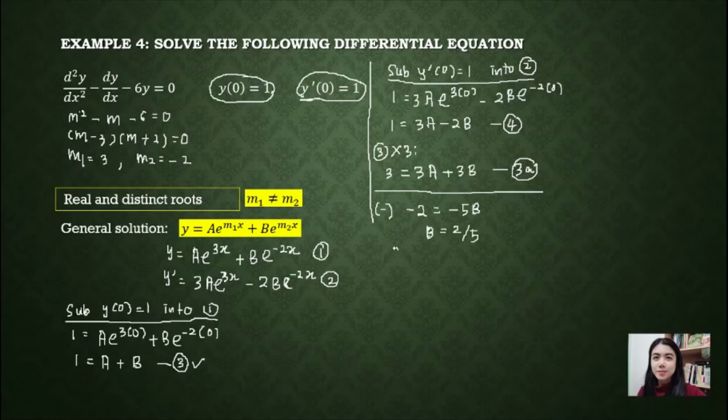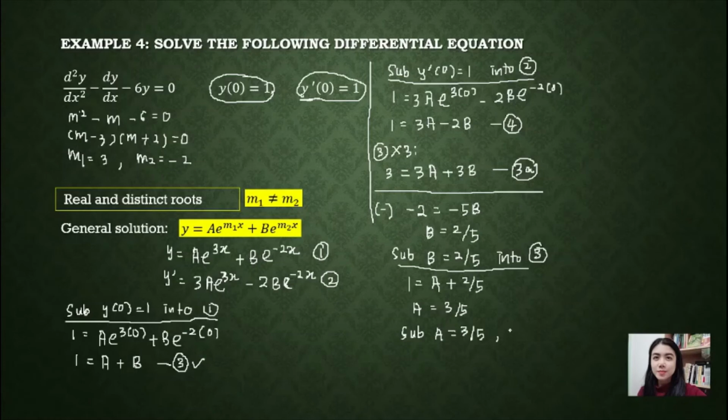Now once you have known your value of b, you can get your value of a. So substitute your value of b into equation number 3. So you will have 1 equal to a plus b. So b is 2 over 5, and you have your a is 3 over 5. Now once you have known your values of a and b, substitute a equal to 3 over 5 and b equal to 2 over 5 into the general solution, that is your equation number 1.